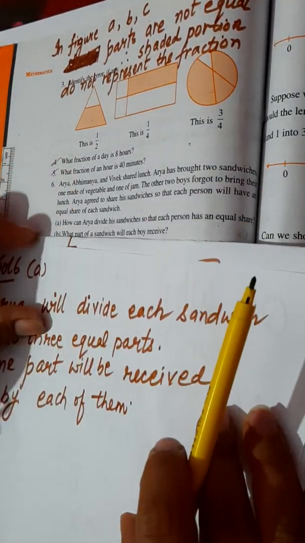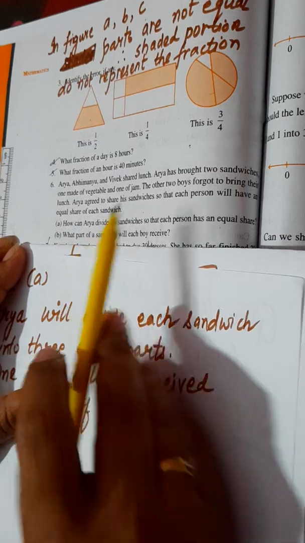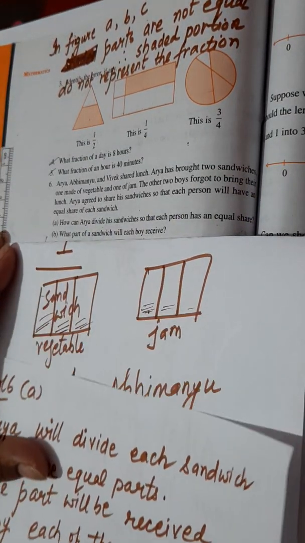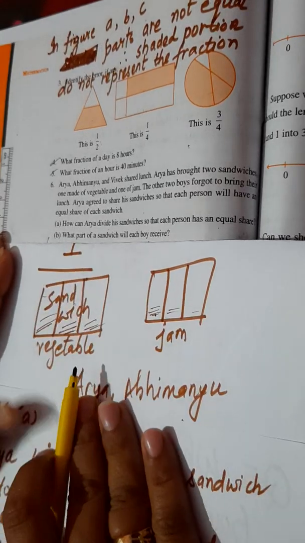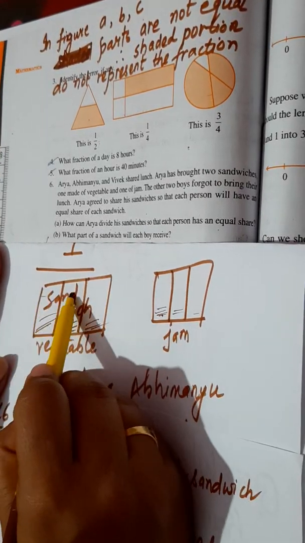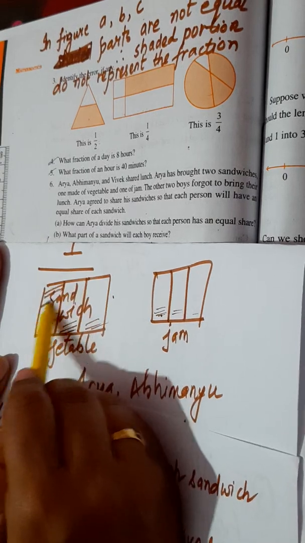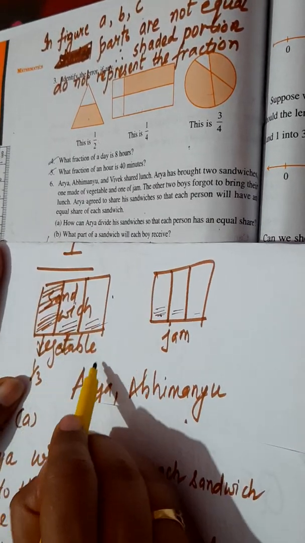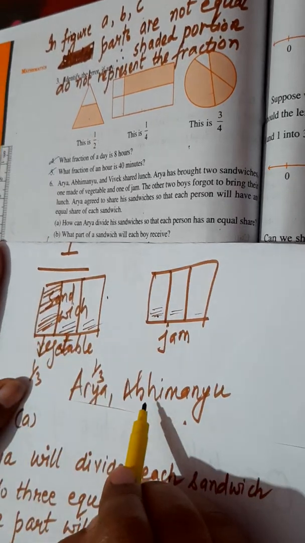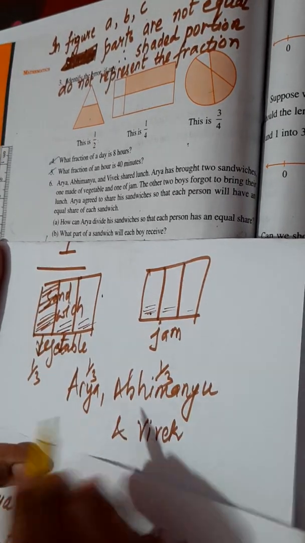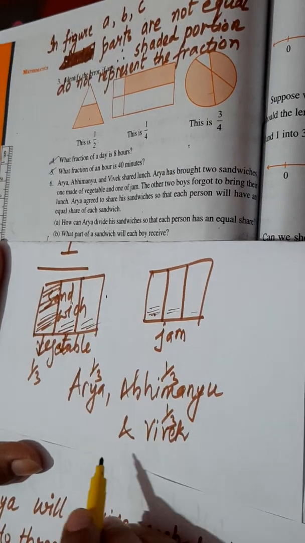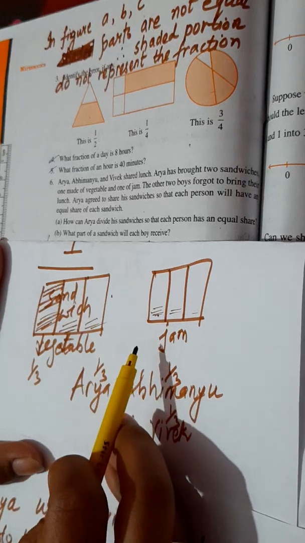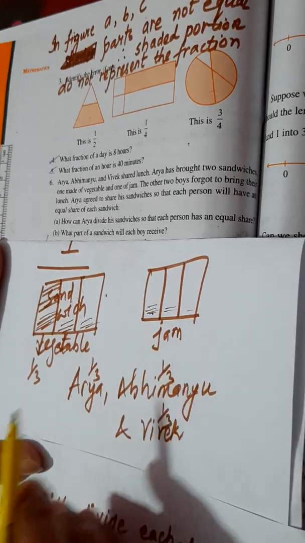Now next we have B part. What part of a sandwich will each boy receive? Now I have to write a part, which means fraction. So here total parts are 3 and each will get which part? That is 1/3. Abhimanyu will get 1/3 of a sandwich. Vivek will get 1/3 of a sandwich. That is 1/3 of a vegetable sandwich as well as 1/3 of a jam sandwich.